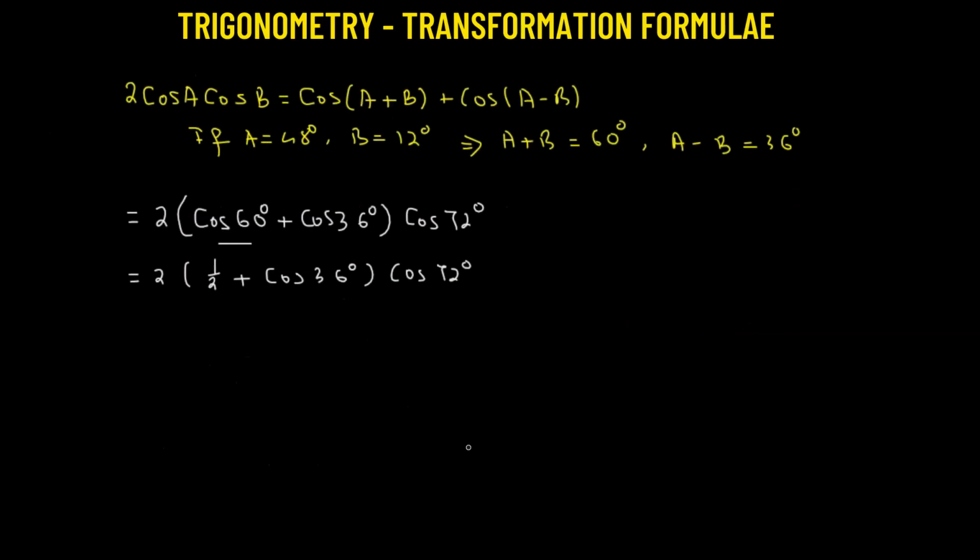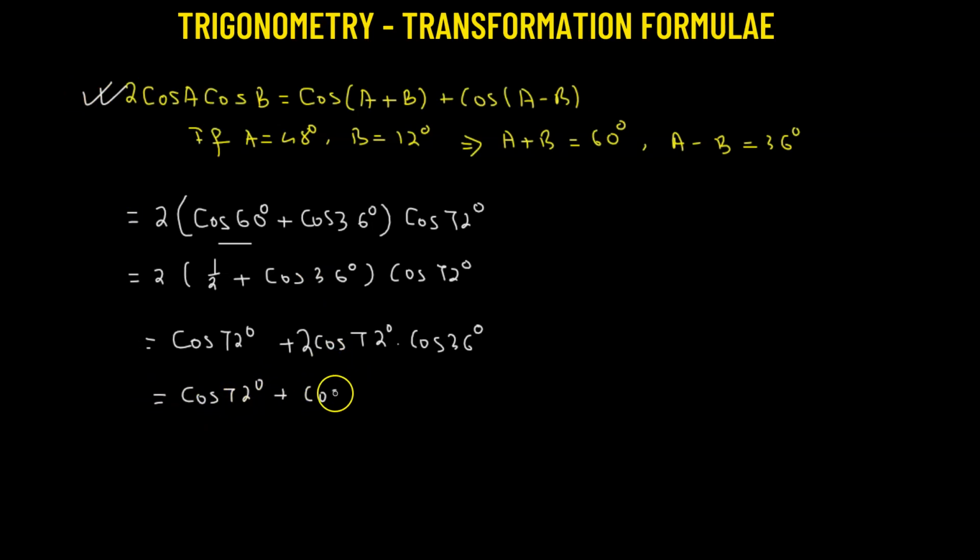Now let's expand this. This is going to give us cosine of 72 degrees plus cosine of 72 degrees times cosine of 36 degrees, and we have the 2 factor multiplied to the second term. Now here again we can use this particular formula. So we're going to get cosine of 72 degrees plus cosine of, we'll consider A to be 72 and B to be 36 this time. So we have 72 degrees plus 36 degrees plus cosine of 72 degrees minus 36 degrees.